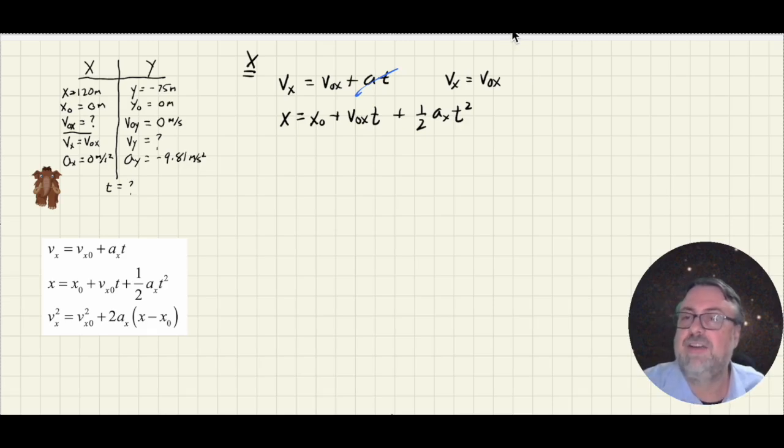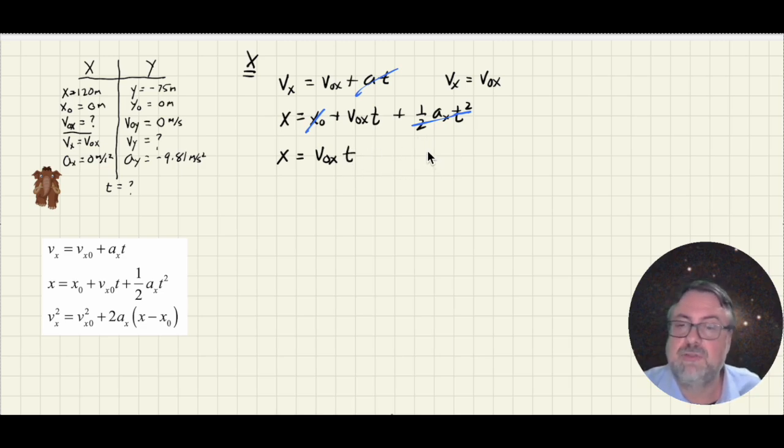Now it looks all scary and quadratic, except I note that the acceleration in the x direction is 0, so I can cross out that term, and because I place my origin at the launch point, I know that x naught is 0. So this equation simplifies: the position x is equal to the initial velocity in the x direction times time, and I can solve for the initial velocity in the x direction. The initial velocity of the sphere in the x direction is simply equal to the x distance divided by the time. Now I know the x distance, but I do not know time.